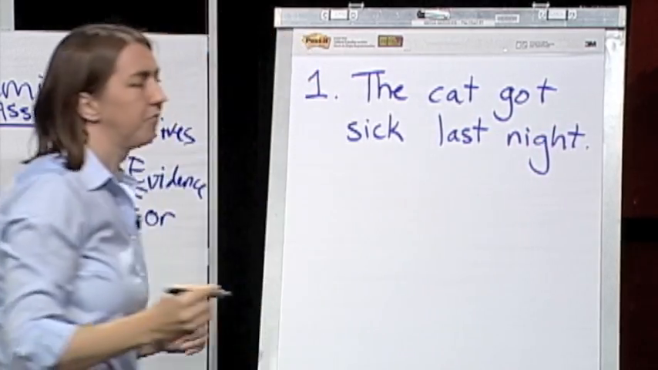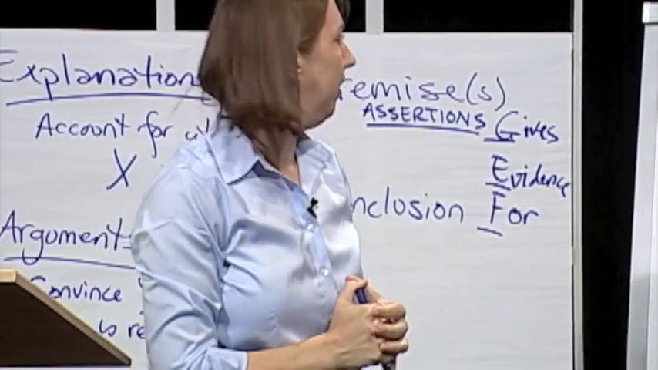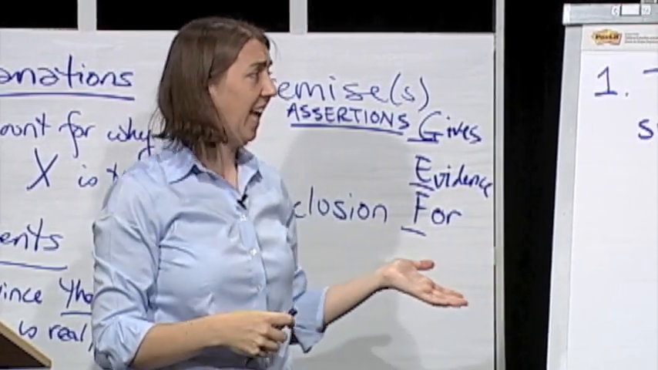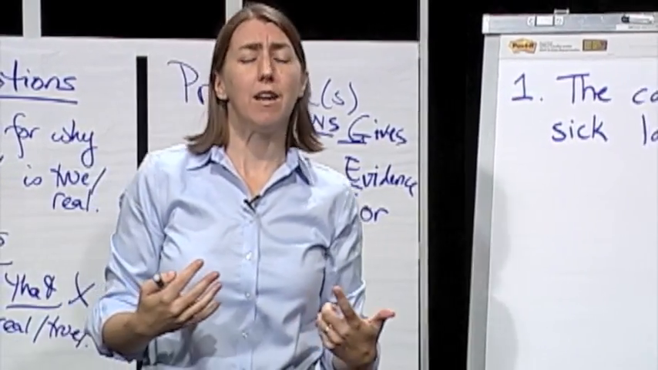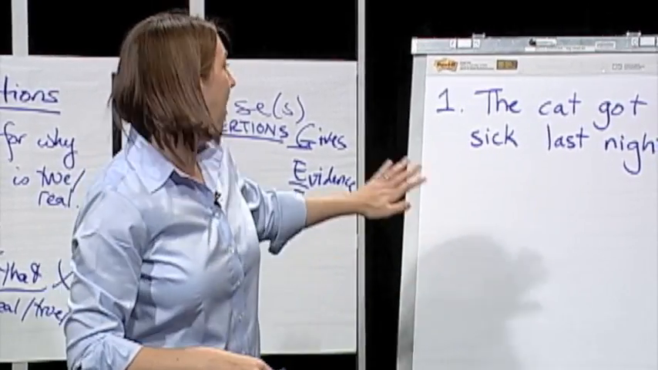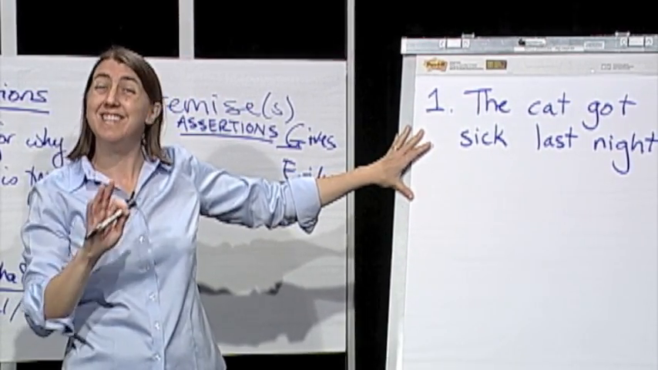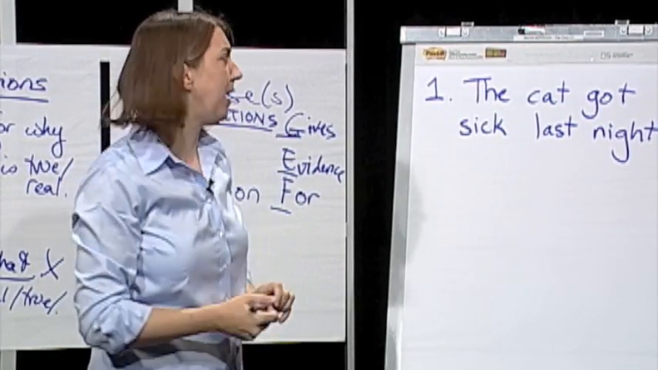And the question is, is this an argument or not? Well, we look at this, and first thing we notice is that we only have a single assertion. The cat got sick last night. A single assertion cannot an argument make because it cannot have a relationship with another idea. That would be the correct answer for this one. The cat got sick last night is not an argument because it does not provide evidence for any other claim.